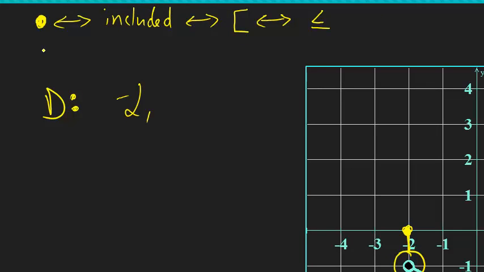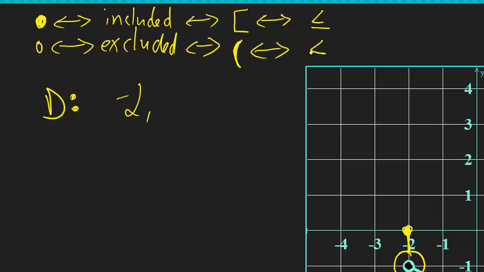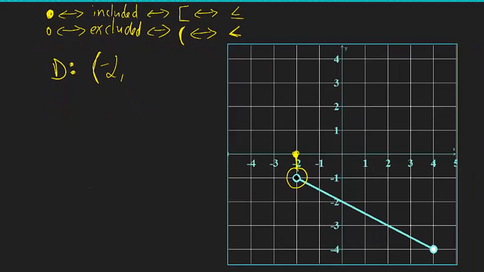Now since this is an open circle, this is excluded. Excluded deals with parentheses and a less than sign. So let's put a parentheses right here in front of the -2, since it's an open circle. So parentheses -2, comma, and then let's find the rightmost point of our graph. And dang it, that's supposed to be an open circle too.